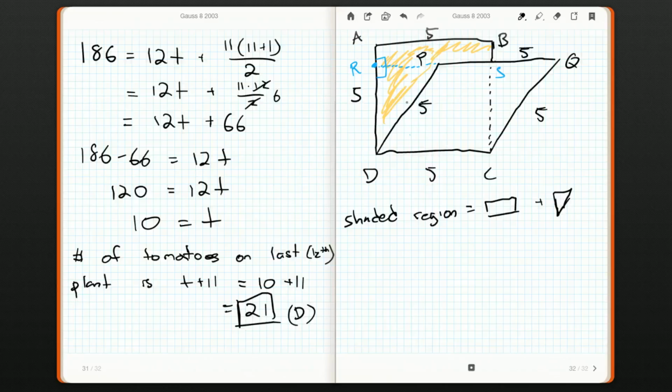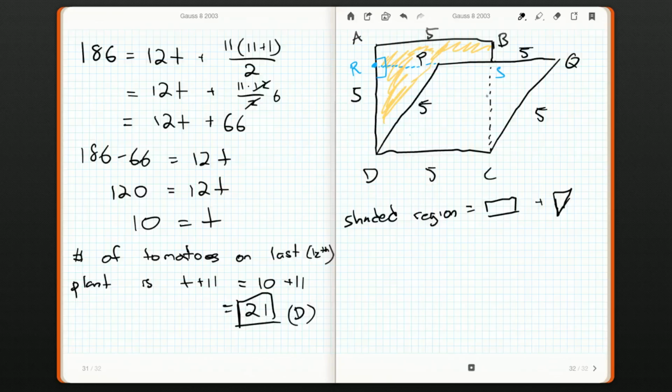3, 4, 5 is one of those Pythagorean triples that I recommend that you know. Another good one is 5, 12, 13. Okay, Pythagorean triple, because 3 squared plus 4 squared is 5 squared. Okay, but we don't know that that's the case. We think that that's the case, but we don't know it.